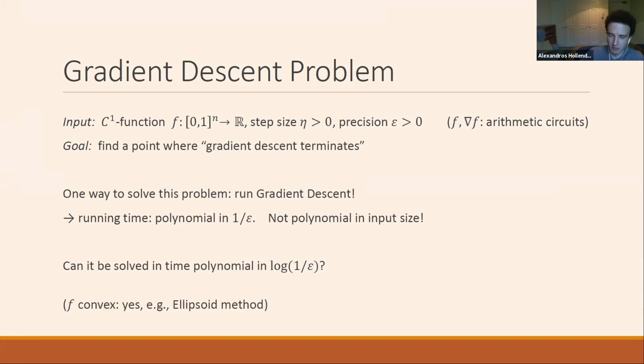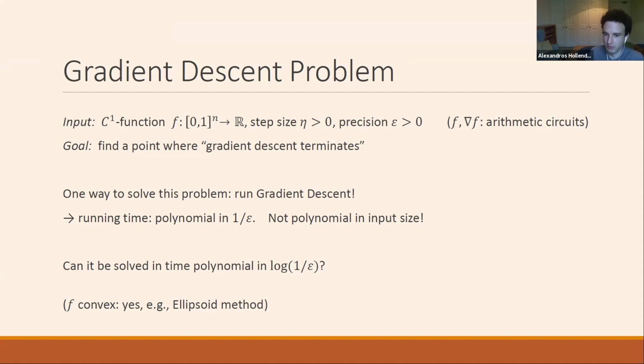But if we're in the special case where f is a convex function, then we know that this is possible using the ellipsoid algorithm. And so the question can also be asked as, what happens if f is not convex? What is the complexity of this problem then? Is there any hope of solving it as fast as in the convex setting? Or is it computationally hard in the standard Turing machine model?